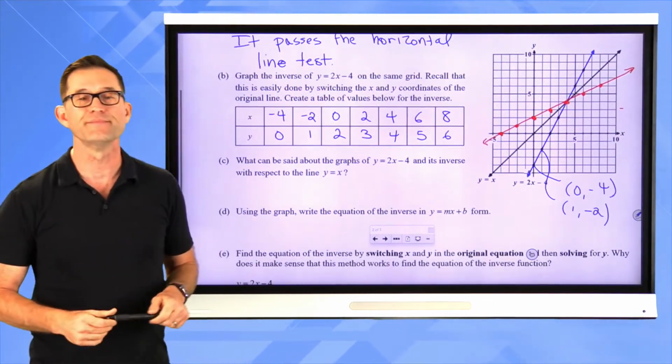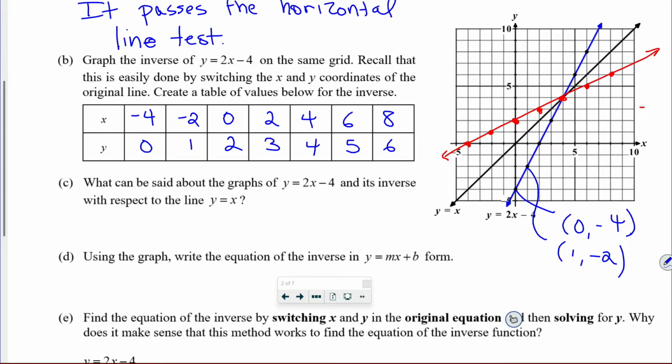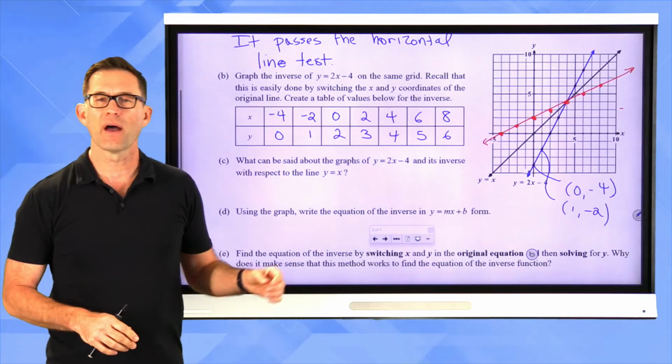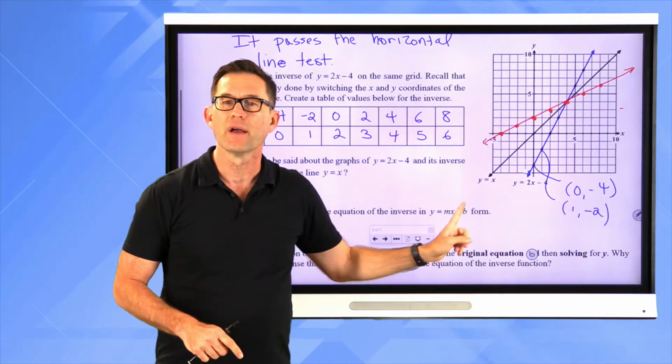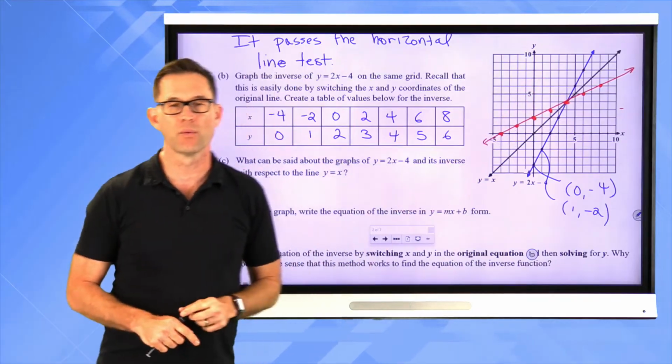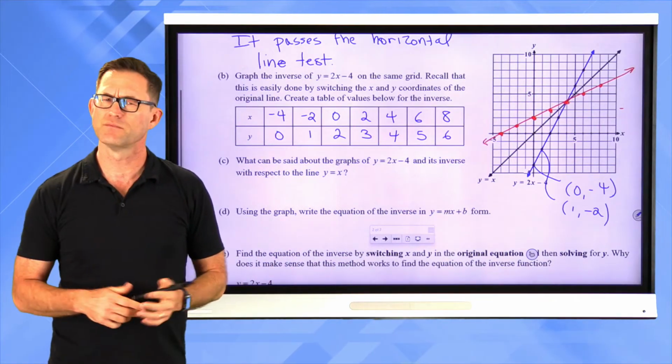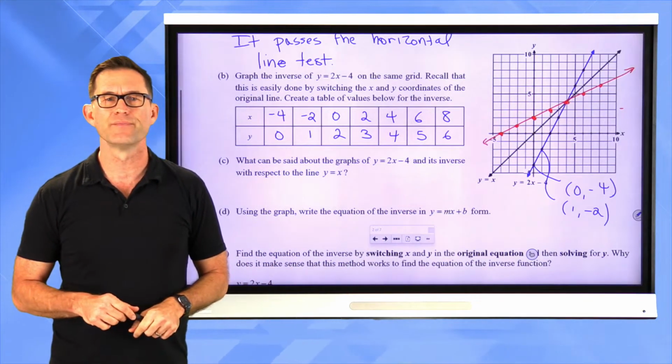Let's take a look at letter C. What can be said about the graphs of y equals 2x minus 4 and its inverse with respect to the line y equals x? So how do these two lines relate to one another compared to the line y equals x? Pause the video now and see what you can put down.